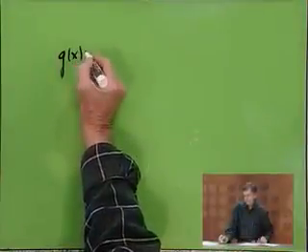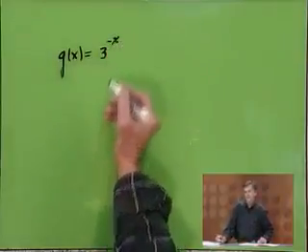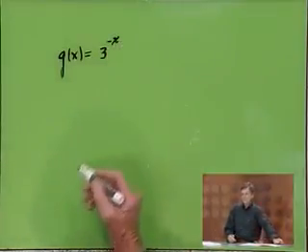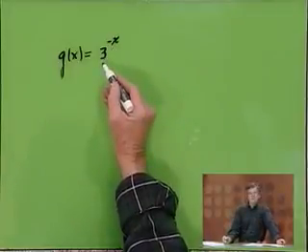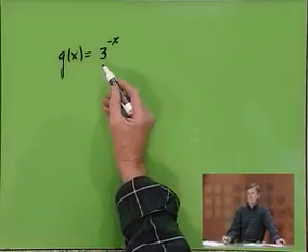And I'm going to try to hide it in a sort of a minimal way. Let's say we call this function g of x, and let's say this function is 3 to the negative x power. What is the effect of the negative in the exponent? What has that done to the exponential function?